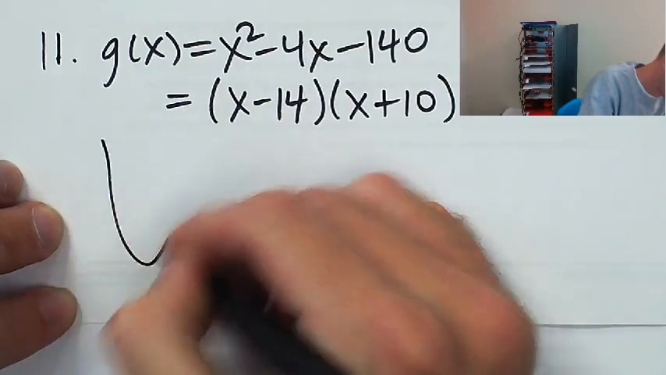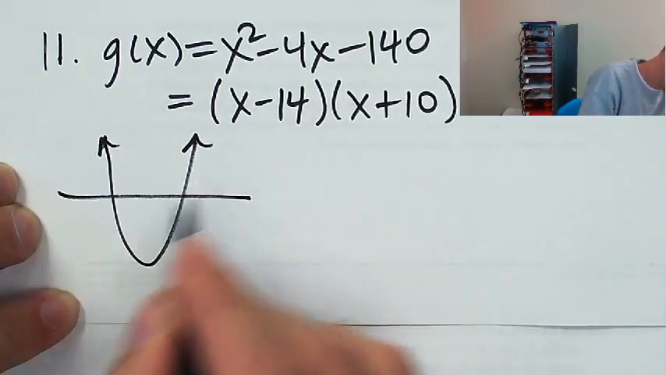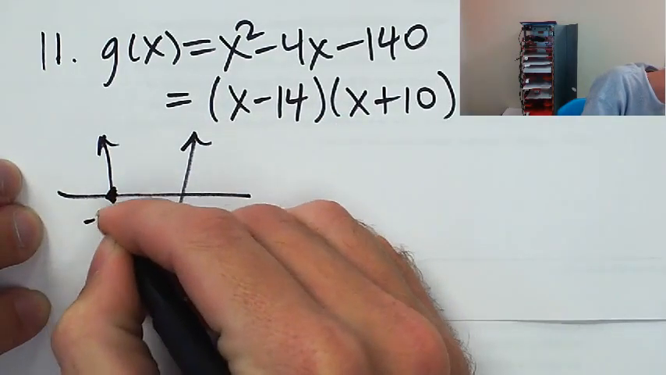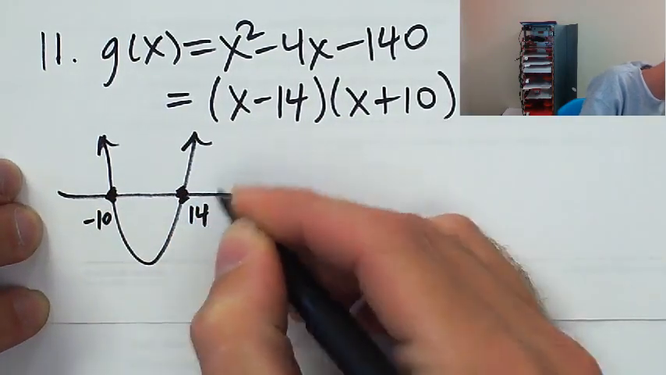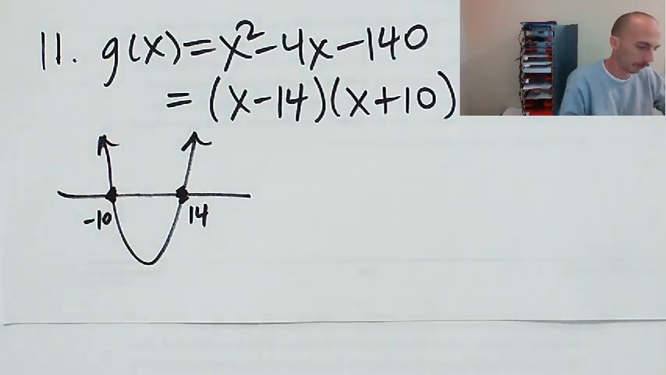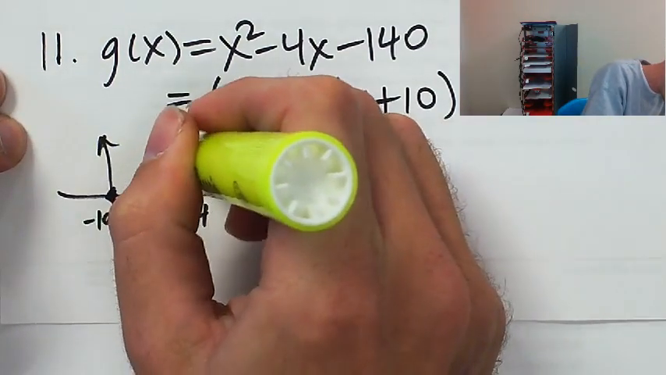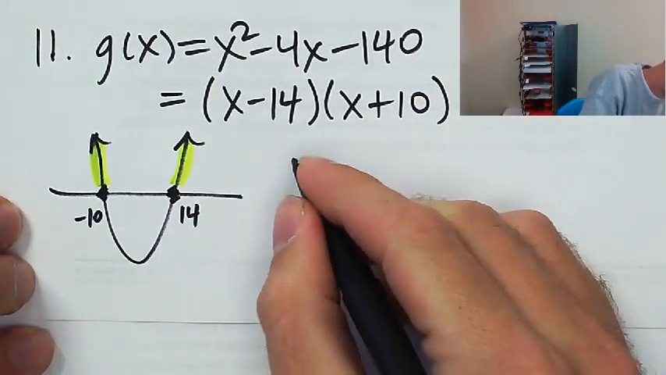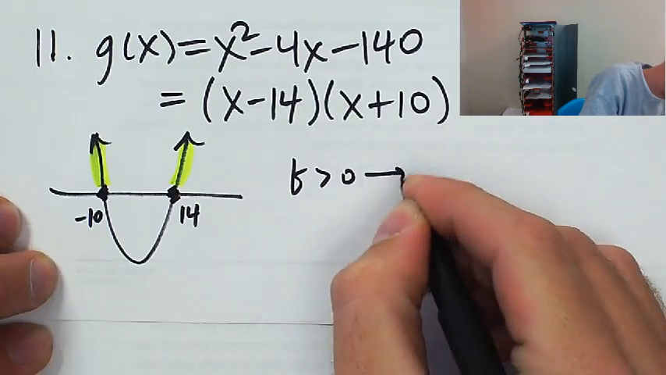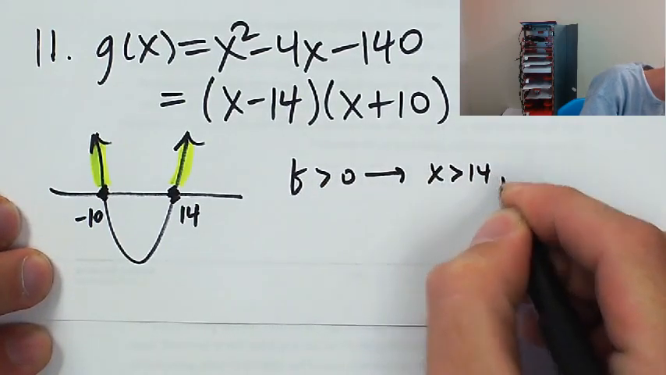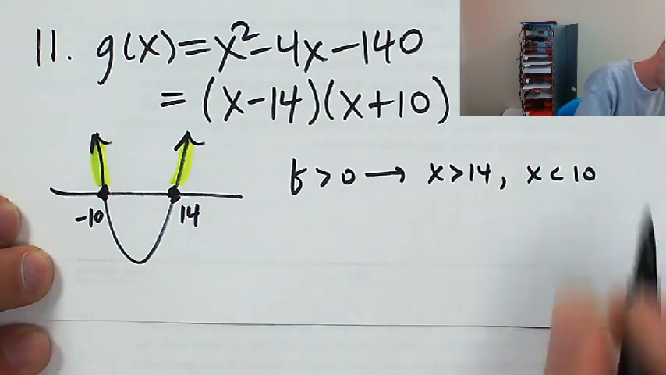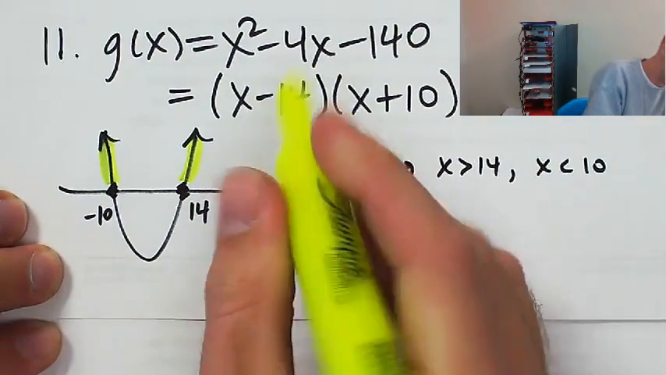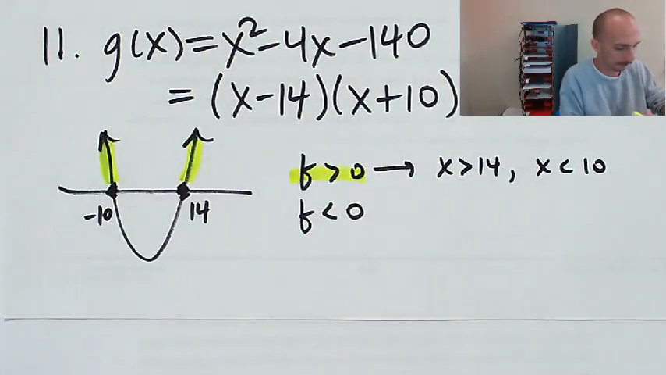Okay, we know what this looks like. We're going to have our zeros here where x is negative 10 and where x is positive 14. And so if we're interested in where f is positive, that would be x bigger than 14 or x less than negative 10. And then f is going to be negative when x is between negative 10 and 14.